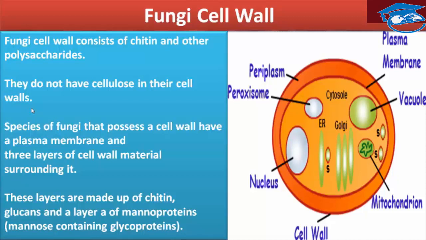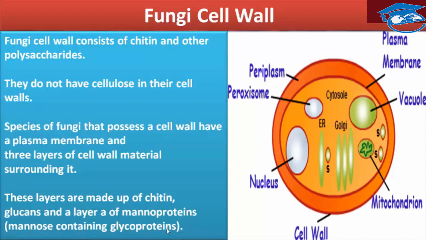Fungi do not have cellulose in their cell walls. A species of fungi that possess a cell wall have a plasma membrane and 3 layers of cell wall material surrounding it. These layers are made up of chitin, glucans and a layer of mannoproteins. Mannoproteins are what? They are mannose-containing glycoproteins.